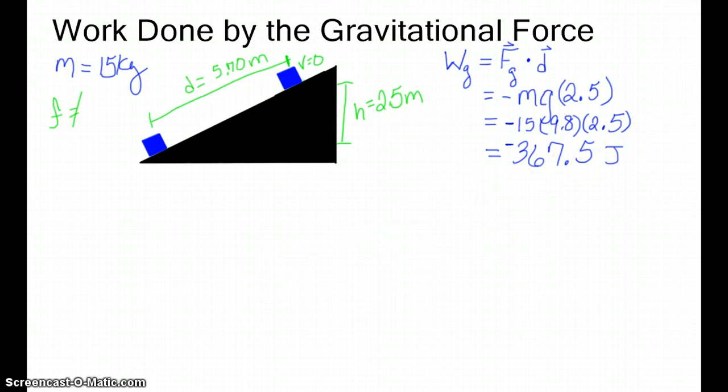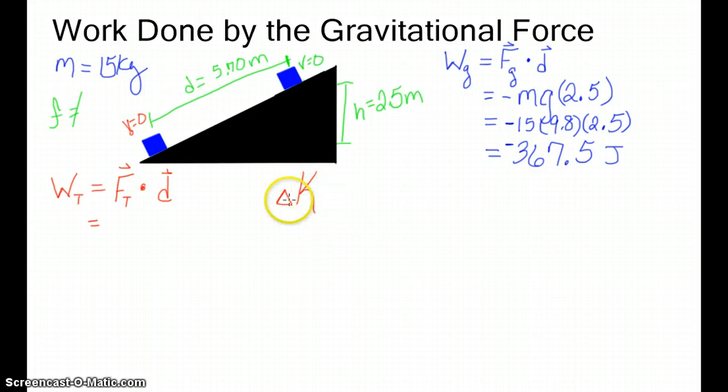Another thing that we could find is how much work is done on the crate by the tension in that cable that's pulling this up the incline. The work done by the tension force is going to equal the force tension dotted with the distance moved. So the force tension, we need to find that. Or do we? One thing we do know is that the crate is initially at rest, and when it stops, it's at rest.